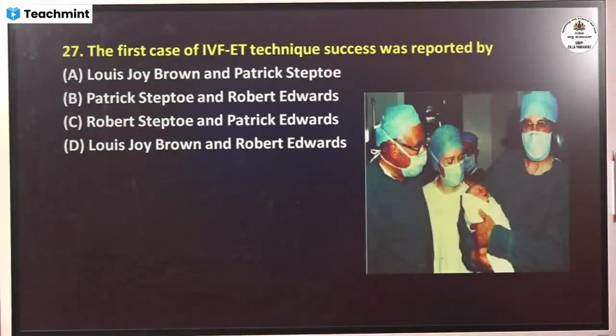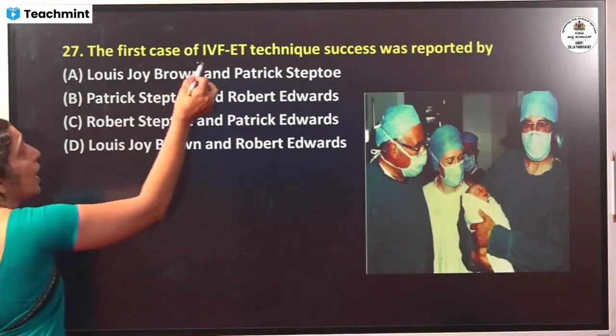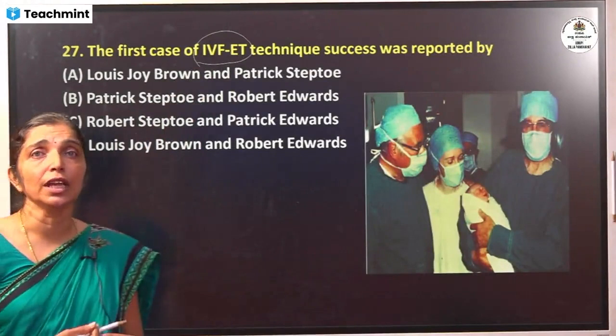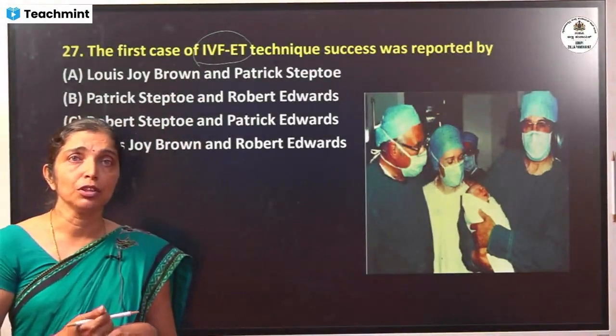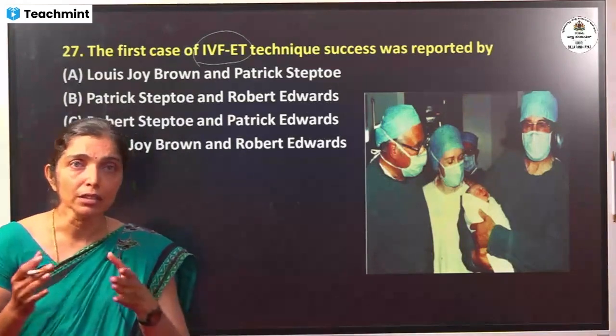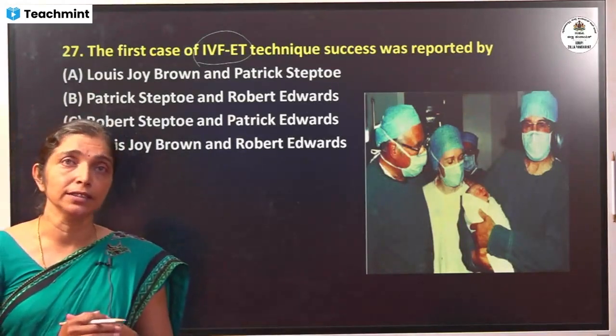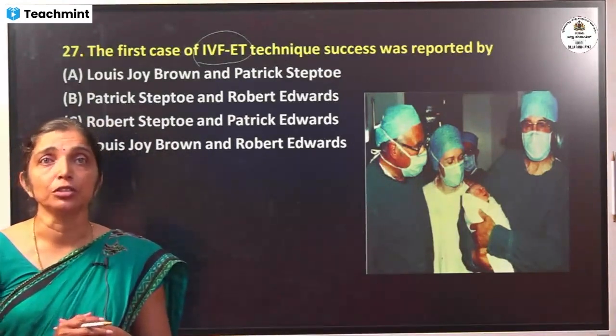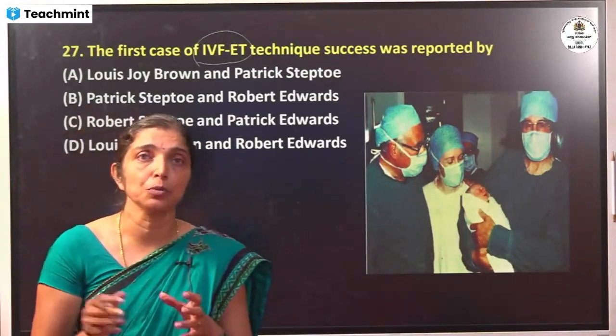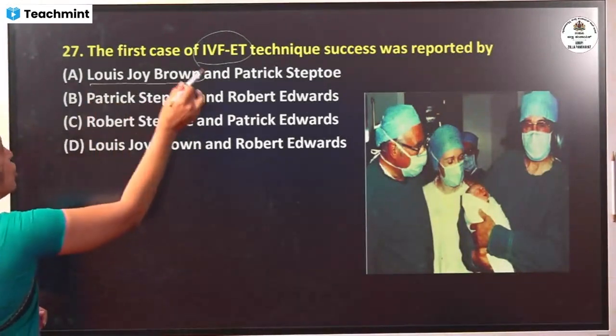The first case of IVF-ET technique success was reported by: A. Louis Joy Brown and Patrick Steptoe, B. Patrick Steptoe and Robert Edwards, C. Robert Steptoe and Patrick Edwards, D. Louis Joy Brown and Robert Edwards. So, which is the first case of IVF-ET, in vitro fertilization embryo transfer? The first IVF baby, commonly known as the test tube baby, was born in 1978, and the first test tube baby to be successfully born was Louis Joy Brown.